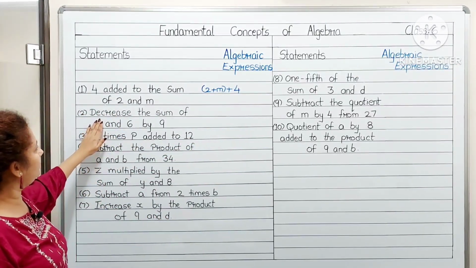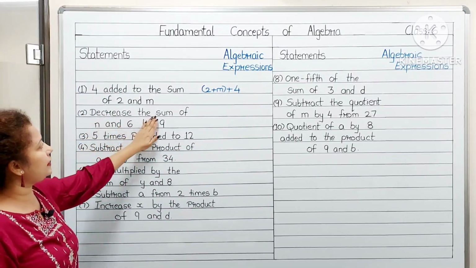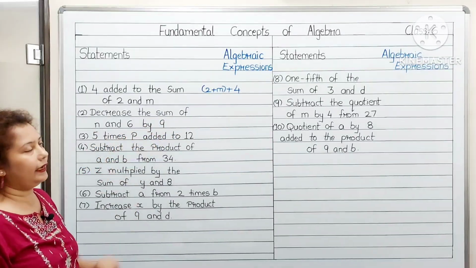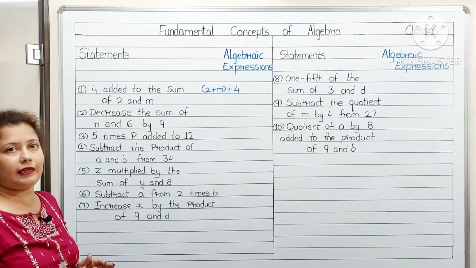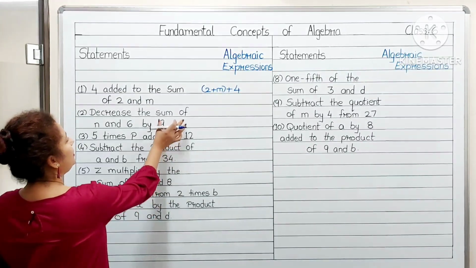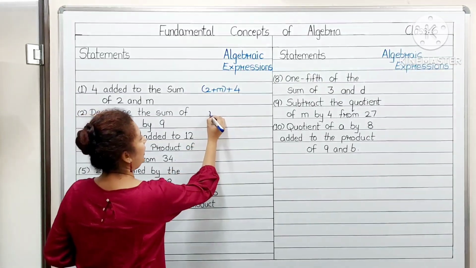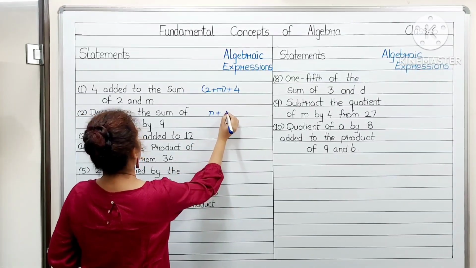Next is decrease the sum of n and 6 by 9. Again we will divide the statement into parts. Sum of n and 6.